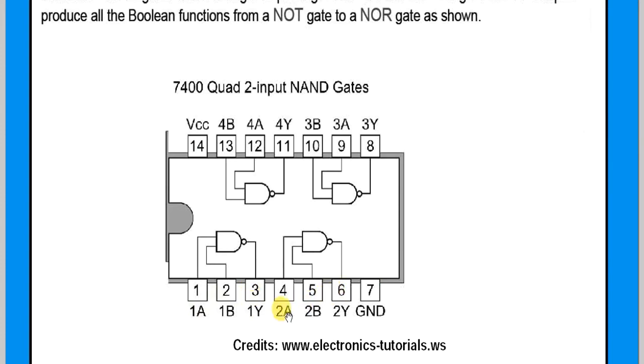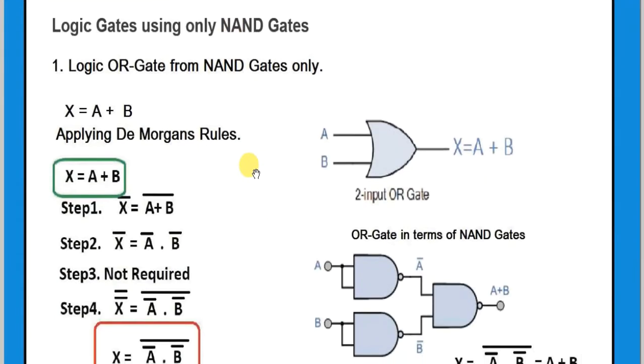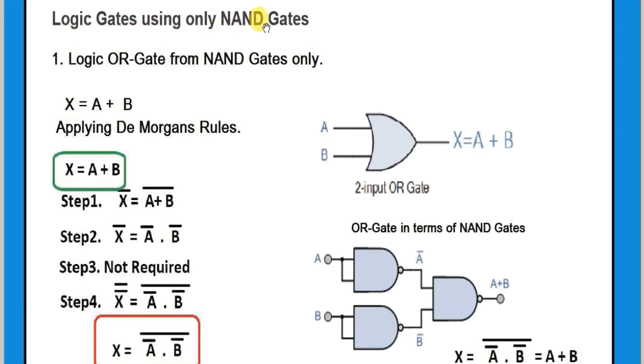The outputs are Y1, Y2, Y3 and so on: 1Y, 2Y, 3Y, 4Y. A and B are the inputs. You can see each gate has 2 inputs and 1 output, 3 terminals each. You can see the binary variable terminals provided to make that quad 2-input NAND gate. Now let's take the first logic gate using only NAND gates.